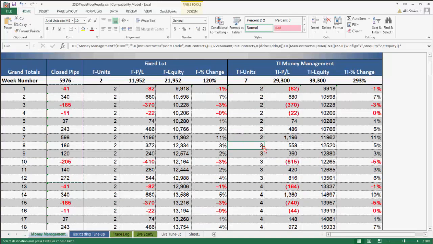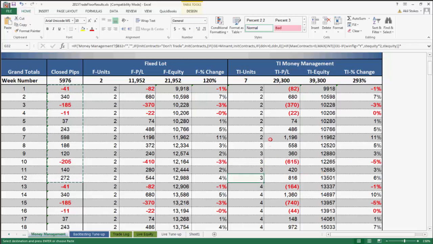Week 8, we've hit 3, right? So we've hit that next level in our money management where we can increase our position size, right? Boom, boom. And you can see we take drawdowns in here. But even that 3% drawdown with the bigger position size is only a 5% drawdown.